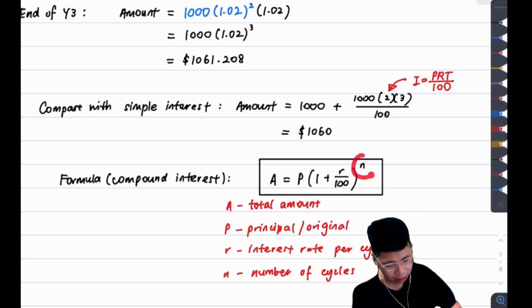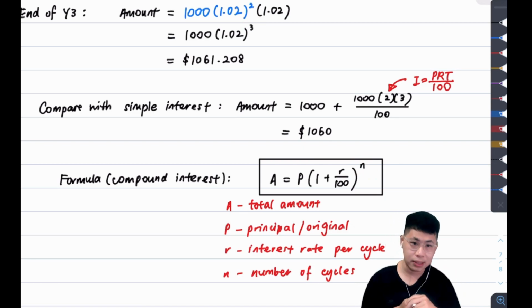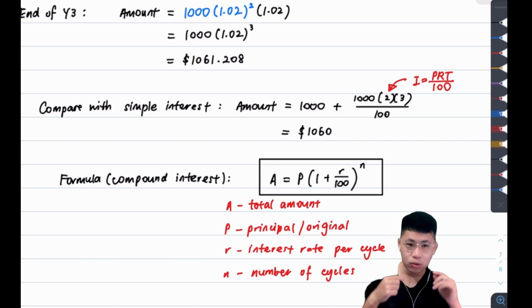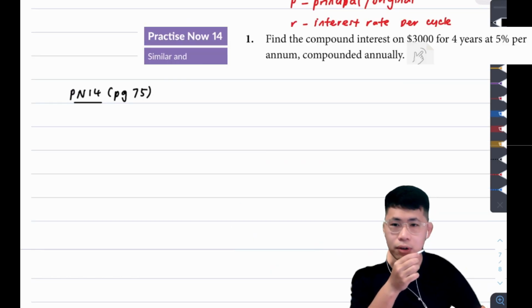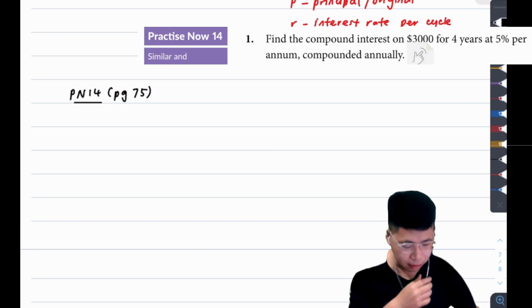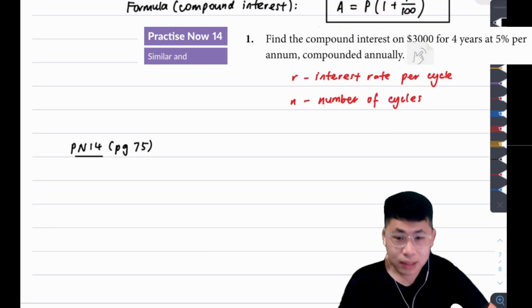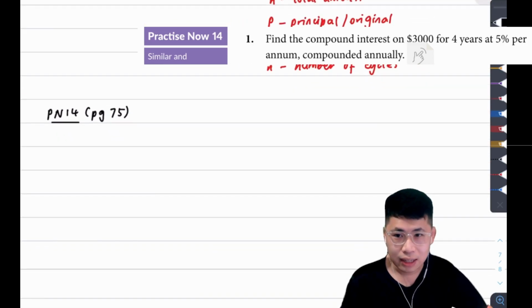And last but not least, our n will give us the number of years that we invest, or the number of cycles to be more precise. So this is the formula that we will be using throughout for compound interest. Let us continue with practice 14 and see how this works. Once again, you can copy this down and refer to your formula again and again.